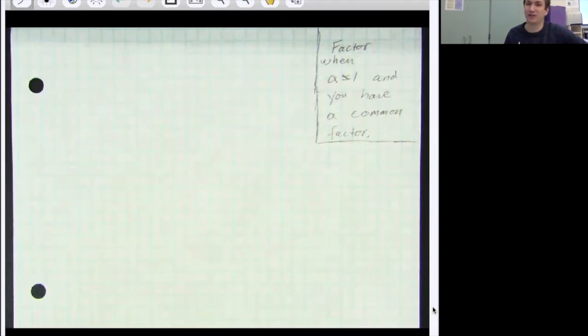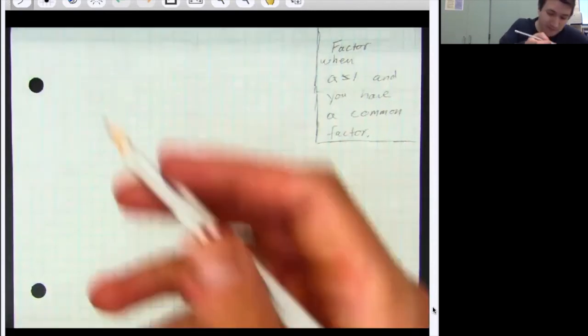And that's why I wanted to teach it to you after you learned the other one, is this one only works sometimes. But it's important to try it actually because it could save you a lot of work. So let me give you an example.